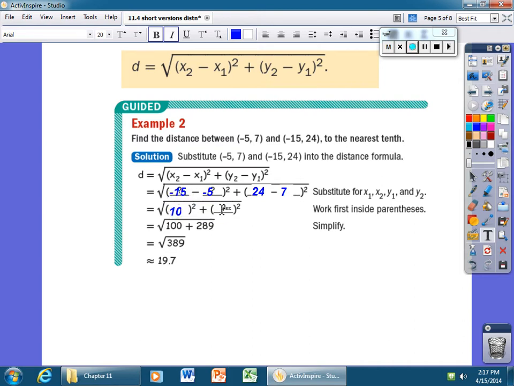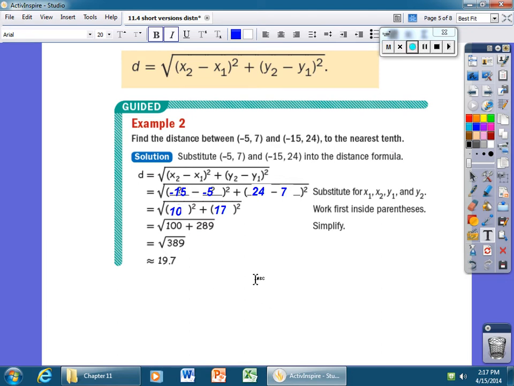24 minus 7 is going to give me 17. So if you look down here, I've squared 10 and I've squared 17. I've added it together to get 389. If you square root 389, you get approximately 19.7. So the distance between these 2 points on the coordinate plane is about 19 7/10.